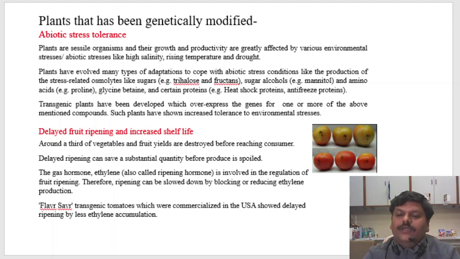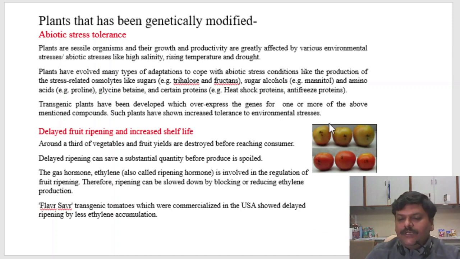As a matter of fact, the first commercialized food crop in the world was a variety of tomato which showed delayed ripening. It was called Flavr Savr tomato. It was released in the USA, and it showed much greater shelf life.